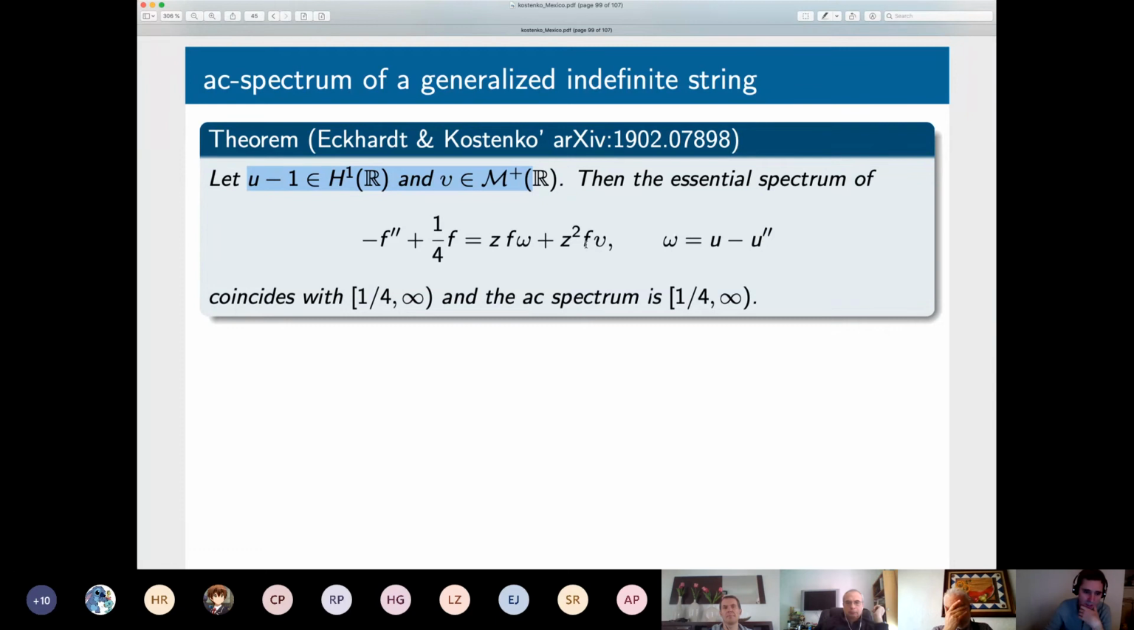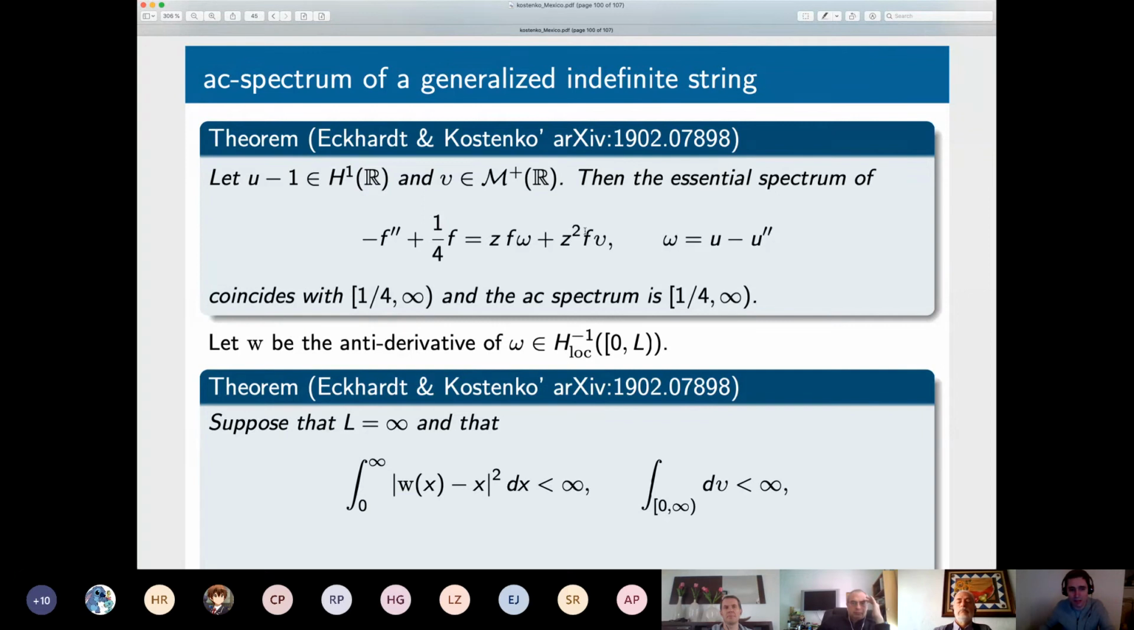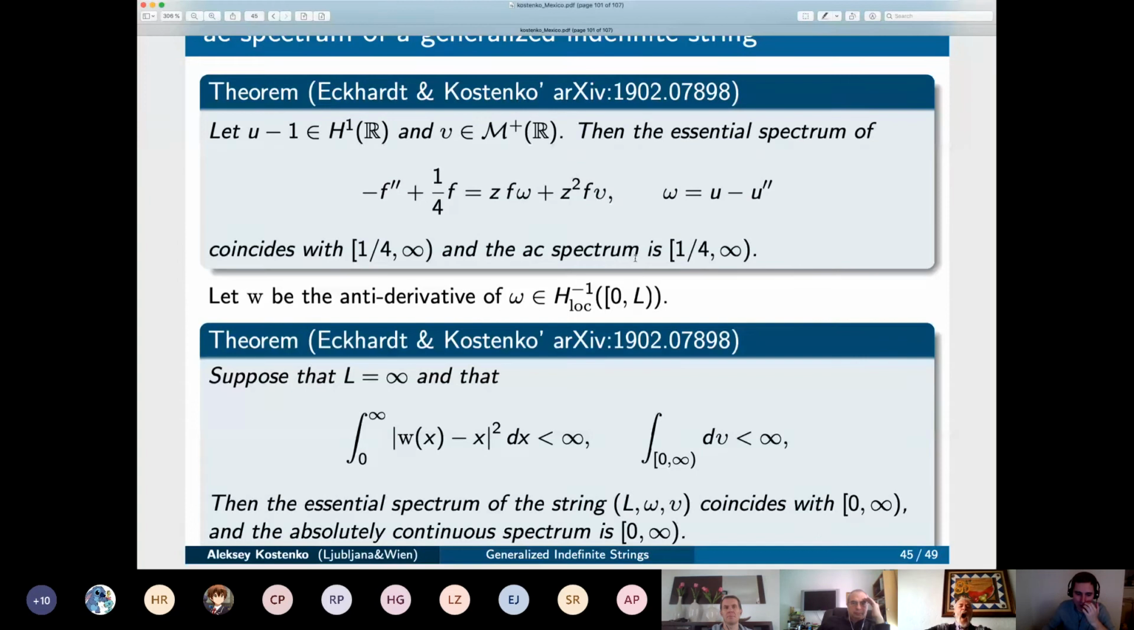I would like to give a very short sketch of the proof, or indicate what stands behind this theorem. However, it would be useful to prove not the first theorem but the second one, because somehow these results are very similar. In fact, the first theorem on this slide is to a certain extent a corollary of the second one. The second one is about generalized indefinite strings, and we just need to make a transformation, to kill this 1/4 by changing variables. Then we can go from the slide above to the slide below.